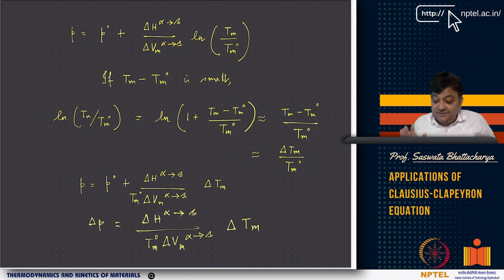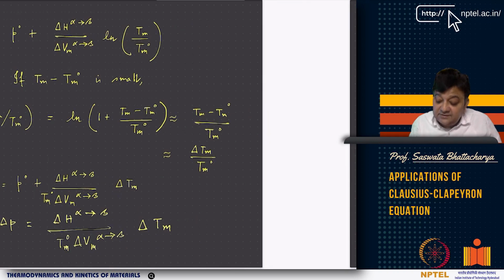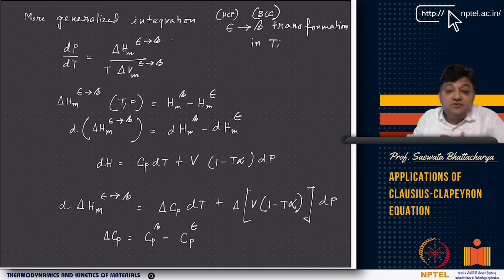Basically, I can directly write dP/dT as delta H by T delta V, and if delta H and delta V are independent of temperature, they come out of the integration, right? But if you want to do a more generalized integration, for example, think of the epsilon to beta transformation in titanium. Epsilon is the HCP phase at lower temperature, and at higher temperatures, and for different pressures, you can have the BCC phase. So you have the HCP phase, the BCC phase, and there is a transformation temperature.